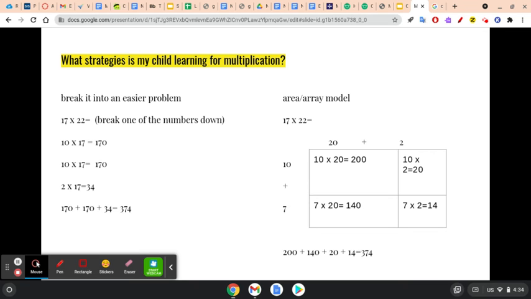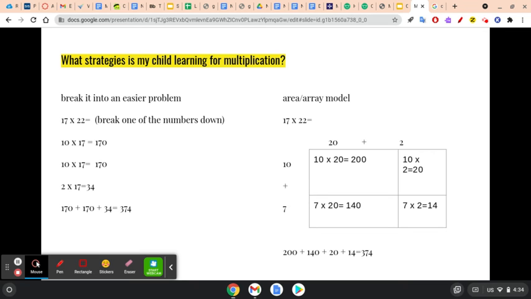So we do break it into an easier problem. So we would take 17 times 22. If you look on the right, you will see an area model or an array model, or you could also hear it called the box method. Really, this is the distributive property. We're just breaking those numbers apart. So we're breaking 17 into 10 and 7, and then we're breaking 22 into 20 and 2.